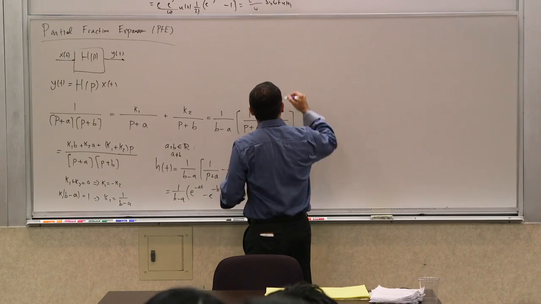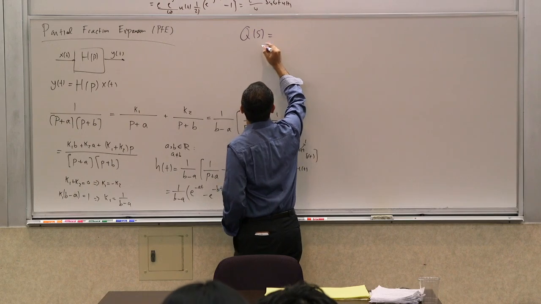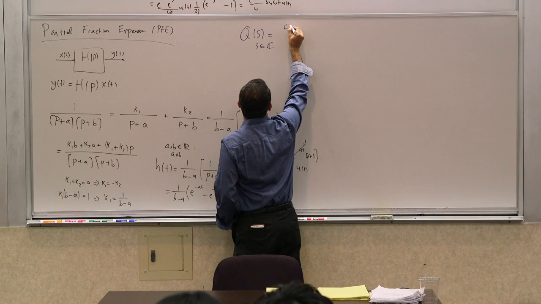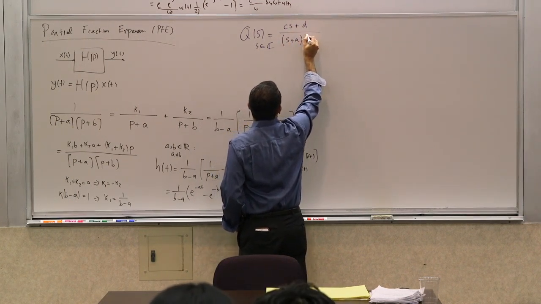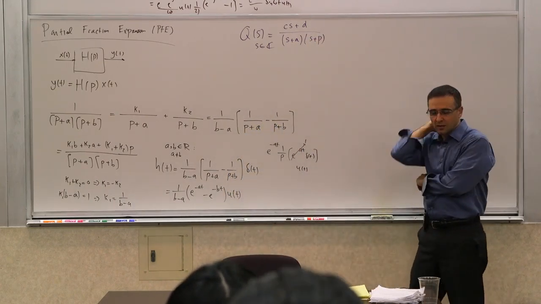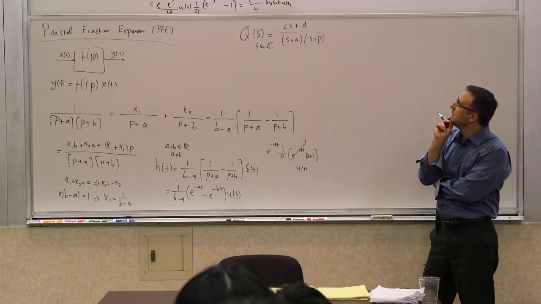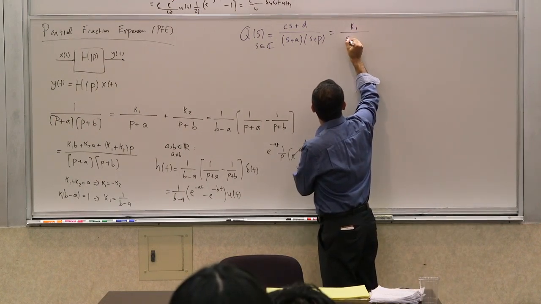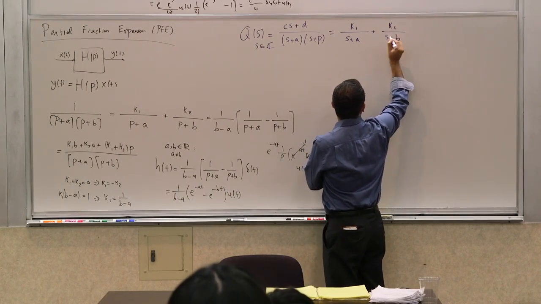Generally, let's say you have a function Q of S, where S is a complex number, and it's written in the form CS plus D over S plus A, S plus B. So it's a rational function, a ratio of 2 polynomials in S. And then you're trying to write it as a partial fraction expansion. In other words, we're trying to write it as K1 over S plus A plus K2 over S plus B.